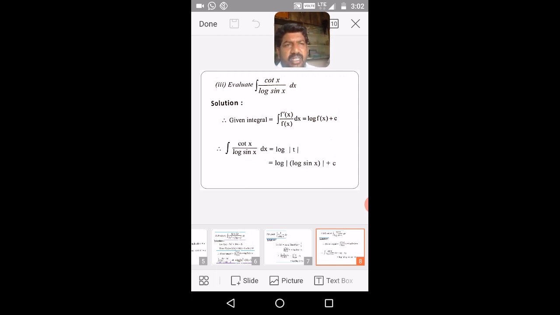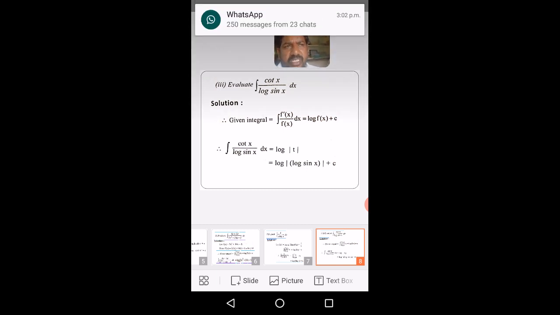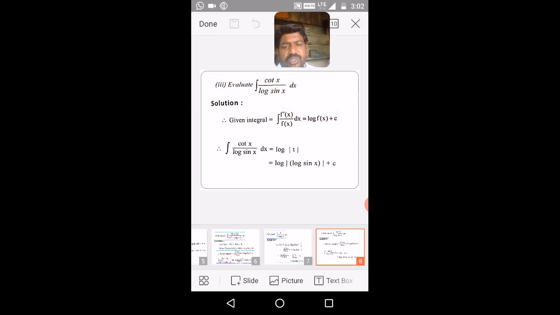Hence the given integral becomes the integral of f dash x by f of x dx, where f dash x is cot x and f of x is log sin x. The standard integral of f dash x by f of x dx is log f of x. So it equals log of log sin x plus c. The required result is log of log sin x plus c.